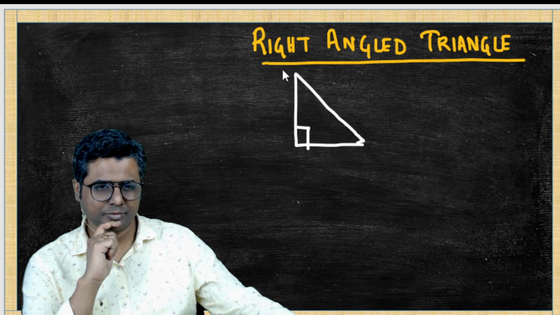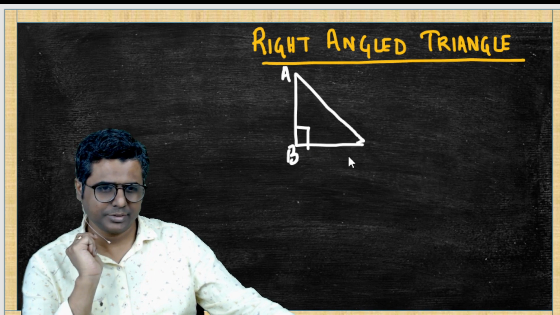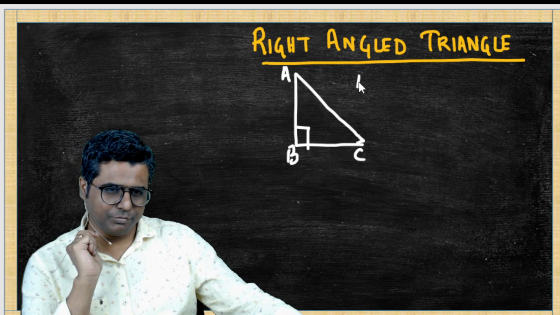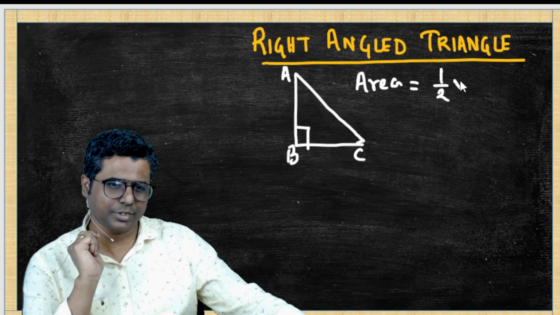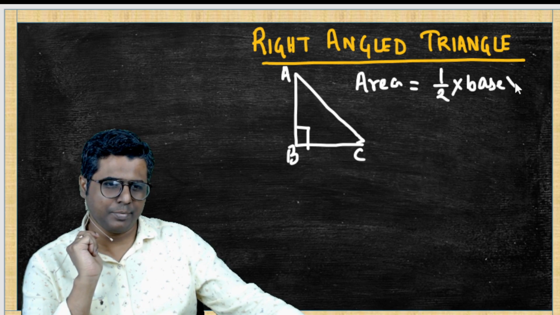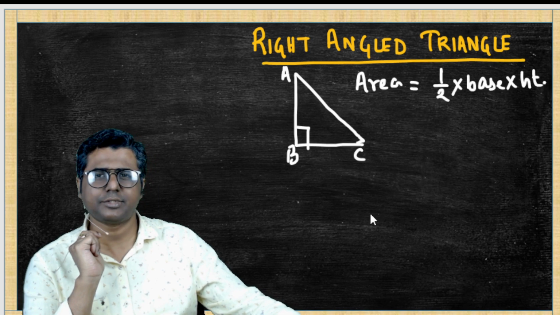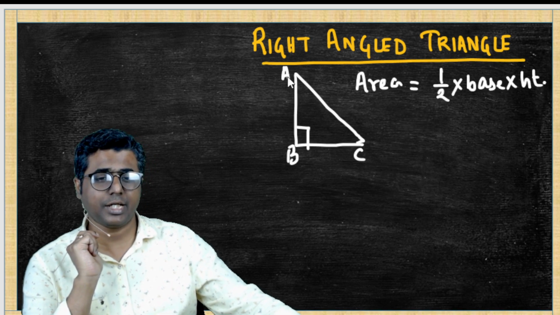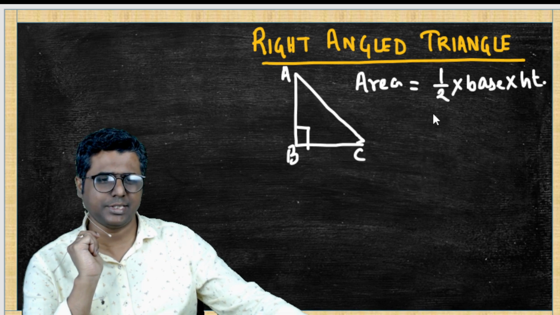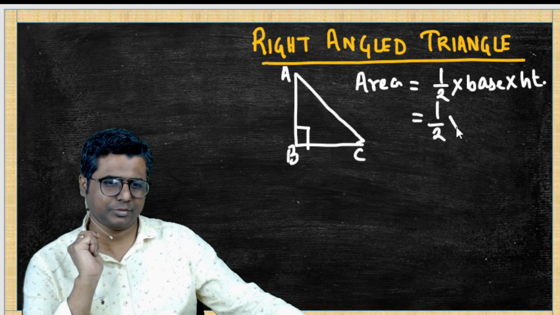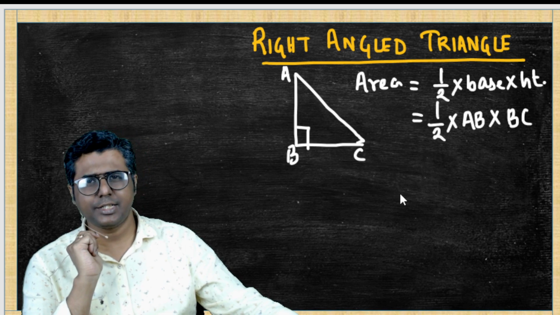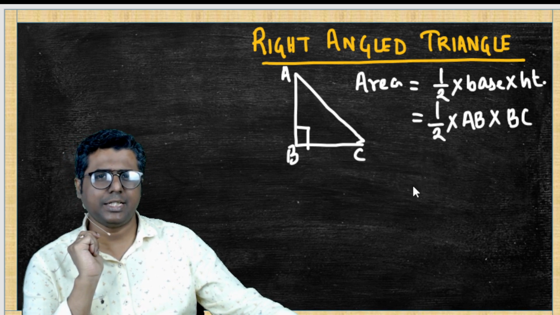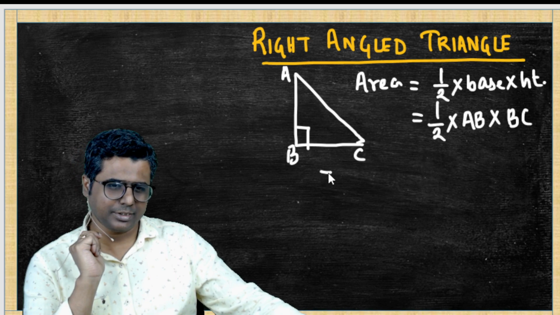A, B, C. So, if I have to calculate area over here, I know my basic formula is half into base into height. And what is my height over here? Height is AB. I am taking base as BC. So, half into AB into BC. So, pretty easy, right?